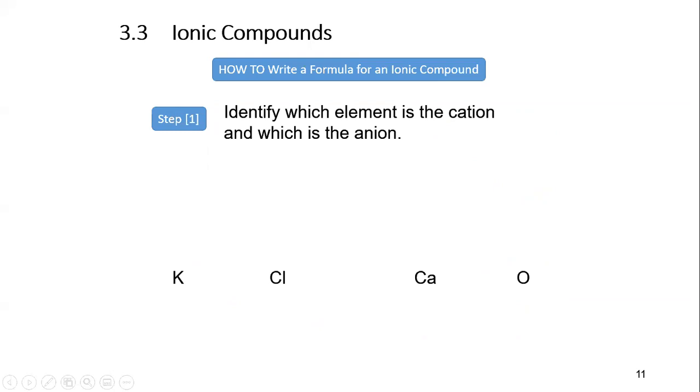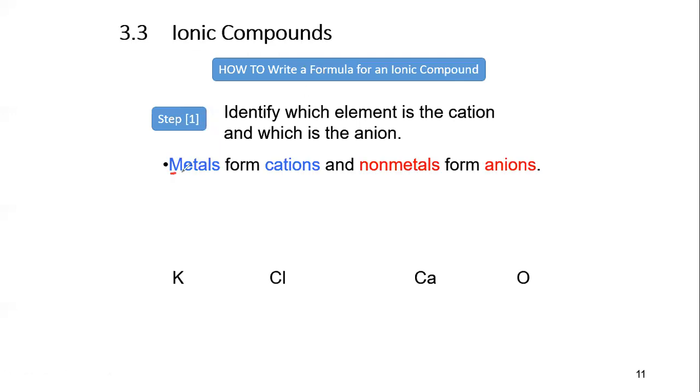So how do we identify which atom or which element is the cation and which is the anion when we're given 2 elements? What we have to remember is that metals, I can't stress this enough, metals form cations and nonmetals form anions. So when you're given two elements, you look for the one that's the metal, such as potassium and calcium. Those are going to form your cations, whereas chlorine and oxygen are nonmetals. Those are going to form your anions.